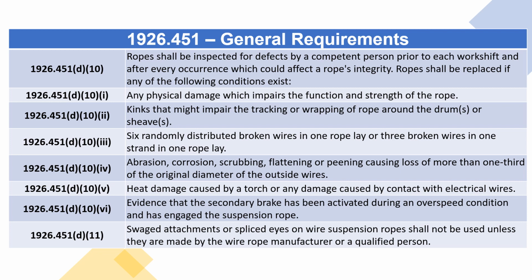1926.451(d)(10): Ropes shall be inspected for defects by a competent person prior to each workshift and after every occurrence which could affect a rope's integrity. Ropes shall be replaced if any of the following conditions exist.